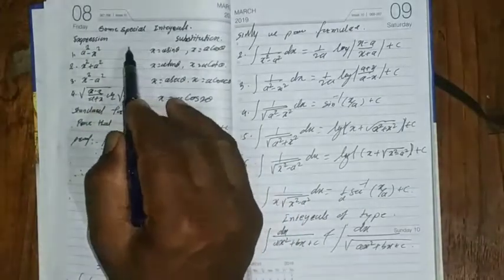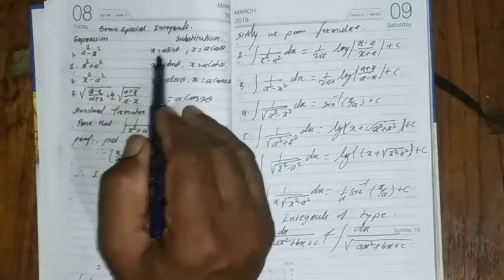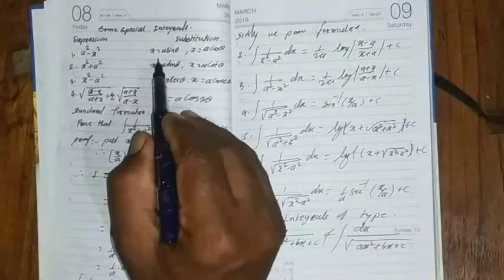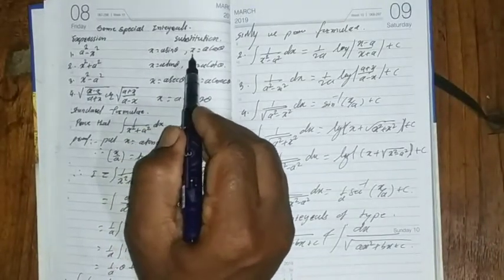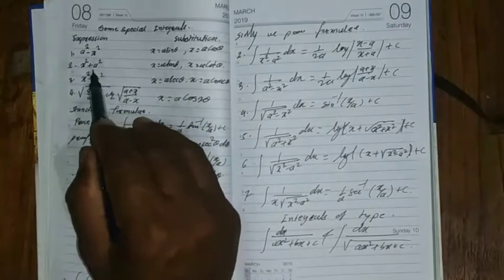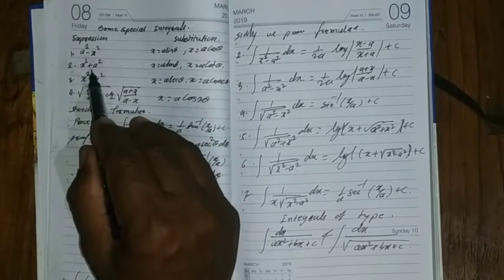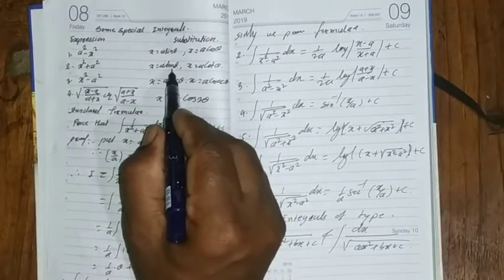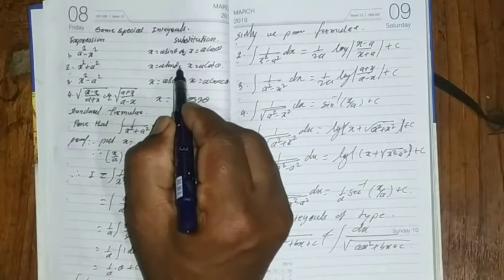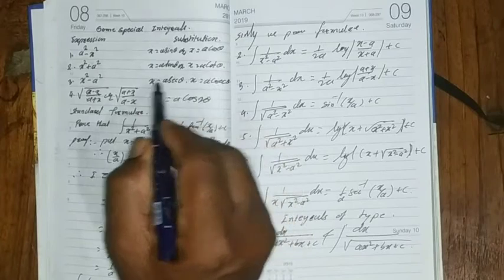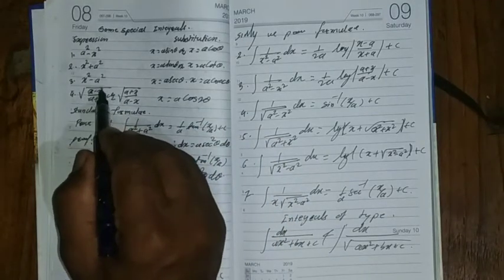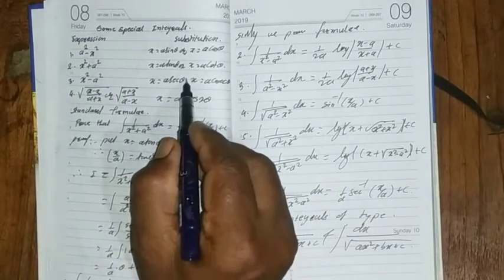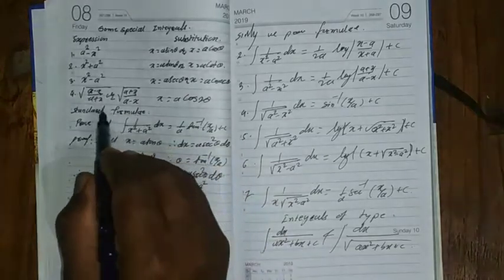This can be written as first a square minus x square. Then we have to substitute x is equal to a sin theta, or x is equal to a cos theta. Next, x square plus a square, we have to put x is equal to a tan theta, or x is equal to a cot theta. For x square minus a square, we have to substitute x is equal to a sec theta, or x is equal to a cosec theta.